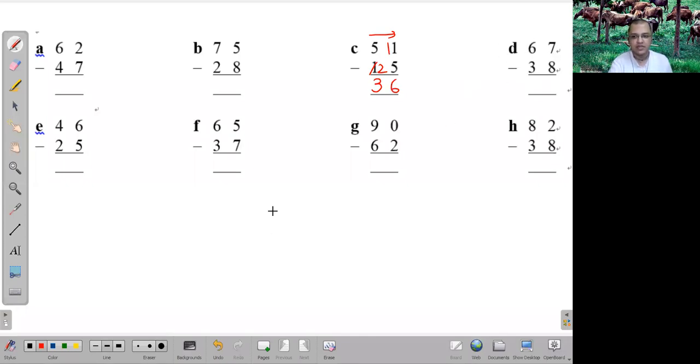Who wants to explain the next one? Number D, 67 minus 38. Shruti, start. So 6 minus 3 is equal to 3, but because 7 minus 8 is not possible, we'll treat 3 as 4, and then 6 minus 4 is 2, and then 17 minus 8 is 9. Yes, correct. It is 9 exactly.